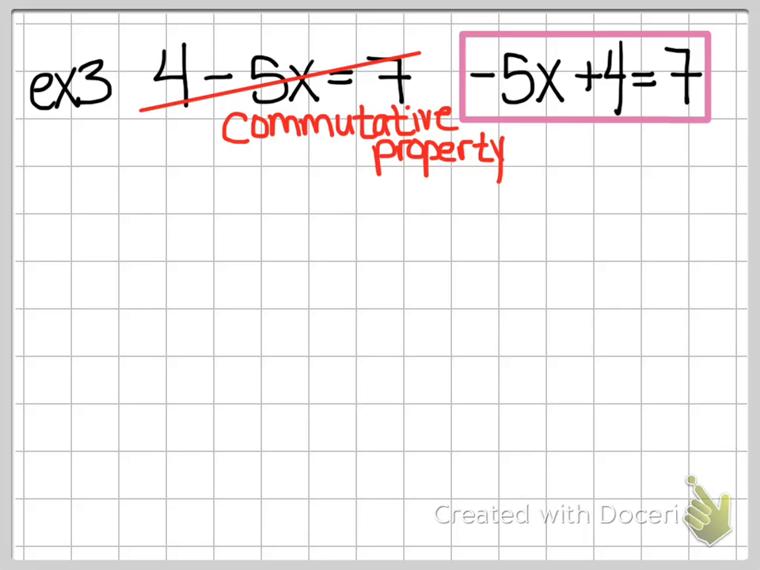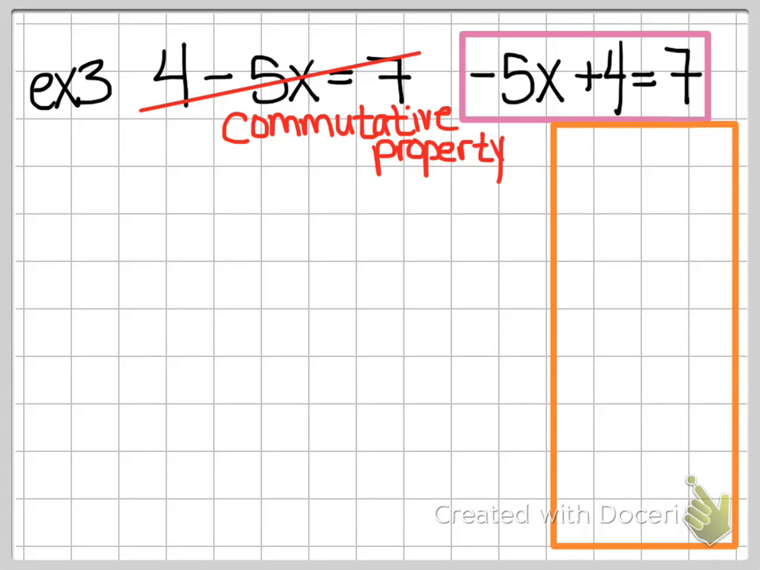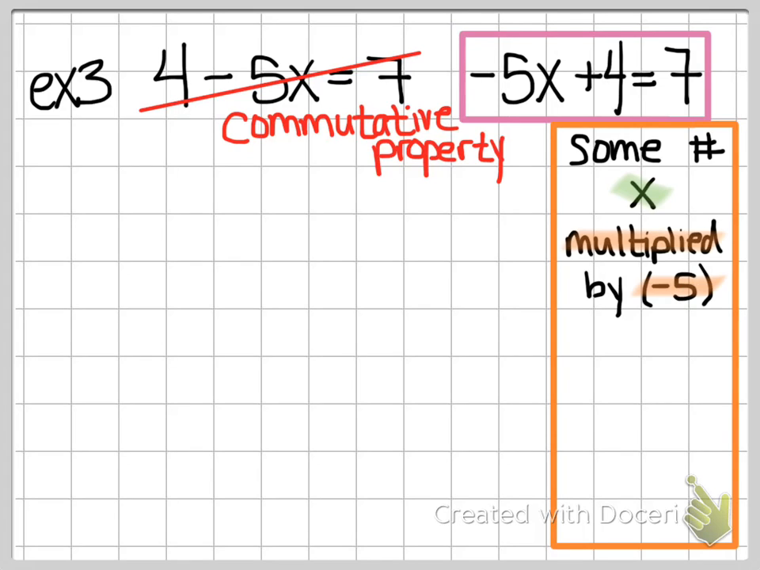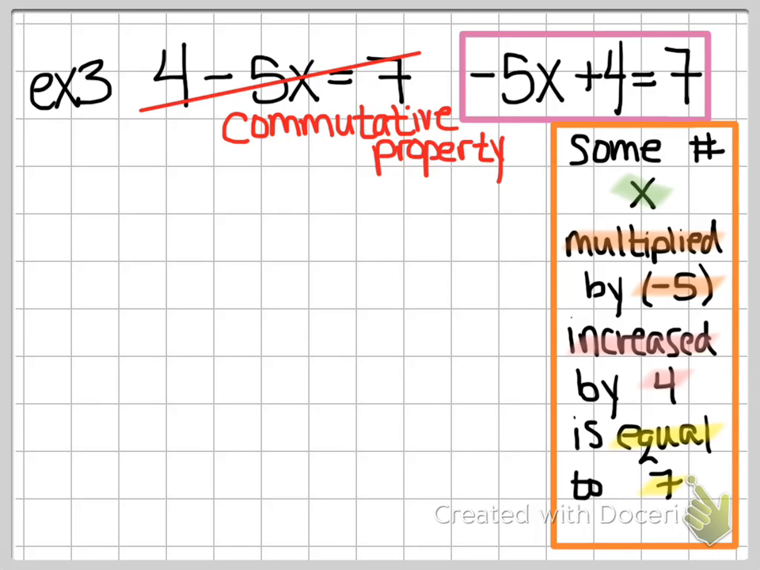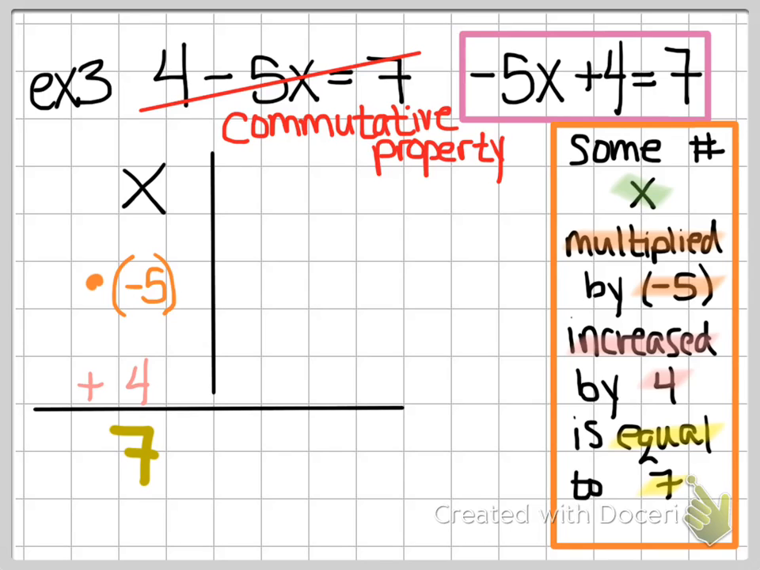So applying the commutative property, I took my negative 5x plus 4 is equal to 7. It tells the same story. And what is that story? Some number, x, some unknown, is being multiplied by negative 5, then it's being increased by 4, and is ultimately equal to 7. I can tell my story going down, and know that I am going to be undoing the story to figure out what x was before it was 7.